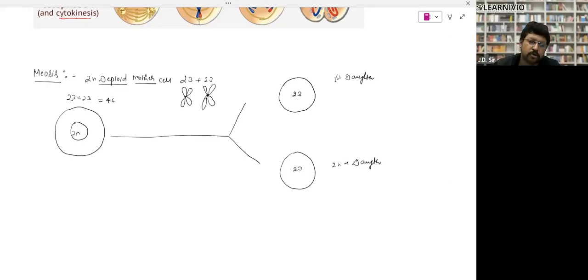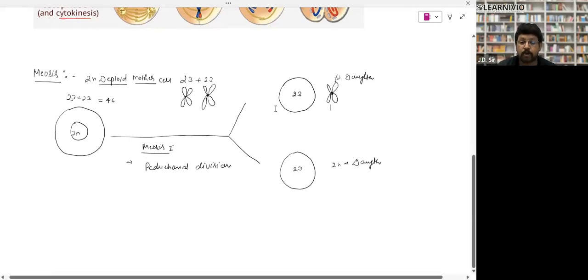Clear, Martin? Yes, sir. So look, this is the meiosis first. The number of chromosomes has reduced to half. So can I say it is reductional division or not? Yeah. So that's why meiosis first is called reductional. Clear? Now look, these daughter cells have 23 chromosomes, but the chromosome content is equal to 46. Got it?